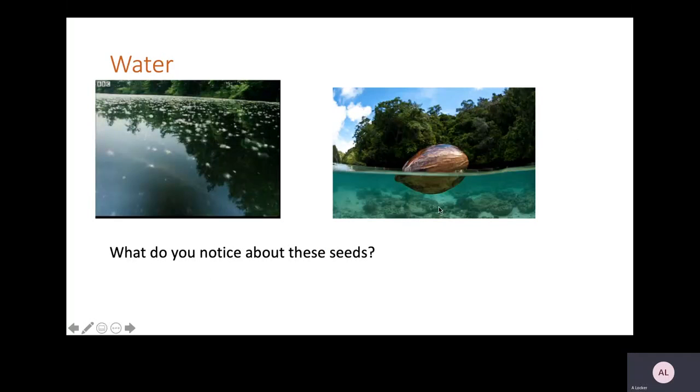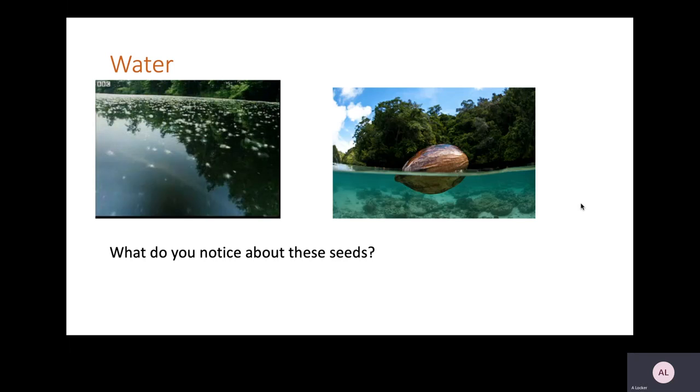Okay, water then. I know this looks a little bit funny, but all of these little white bits on top of the water are in fact seeds. And a coconut here, or it's some sort of nut, it might not be a coconut. You know, it's on the water. So think about, what do you notice about the seeds? One really obvious thing.